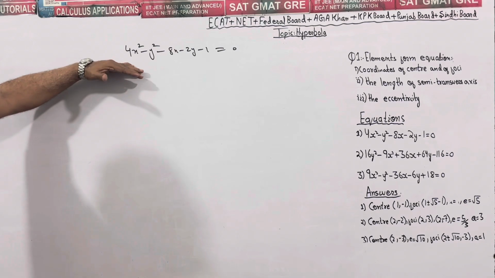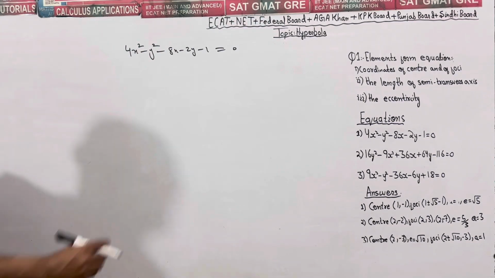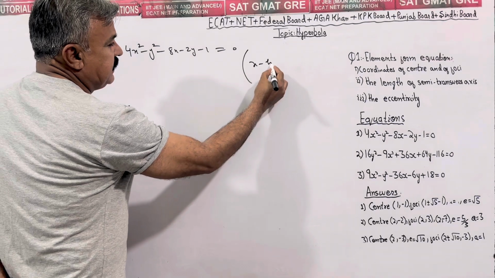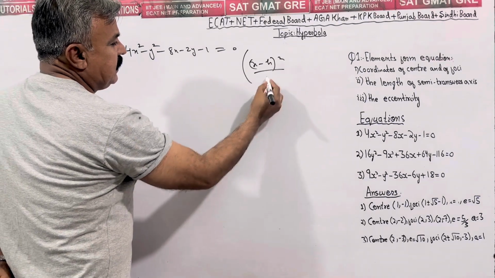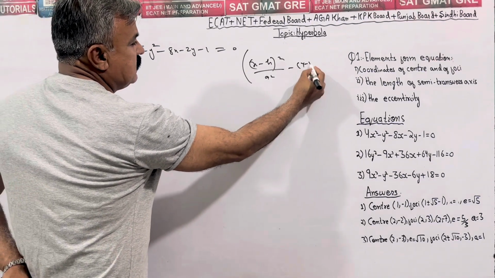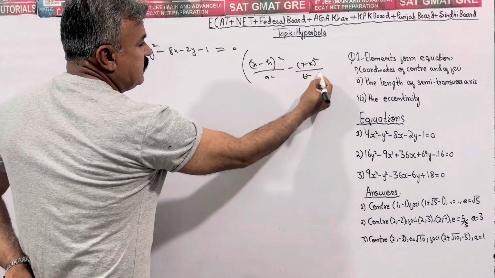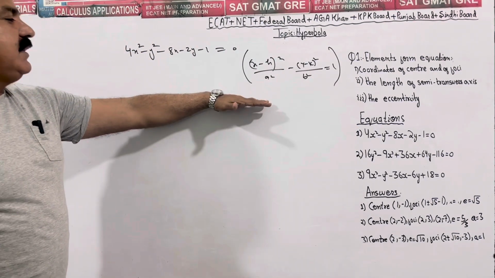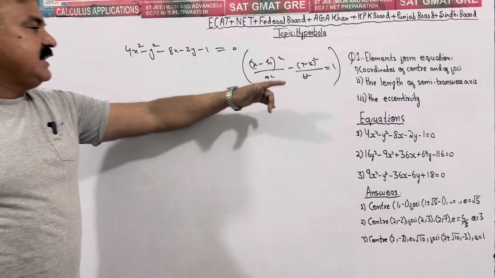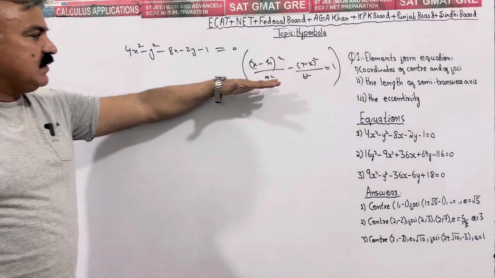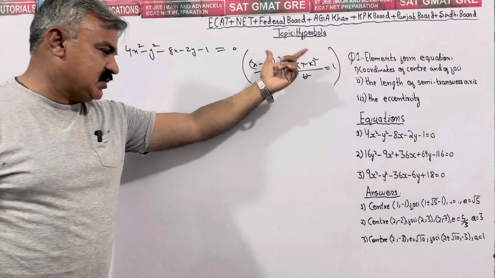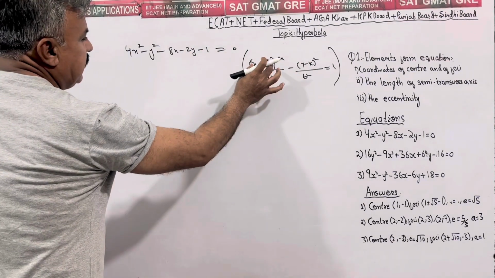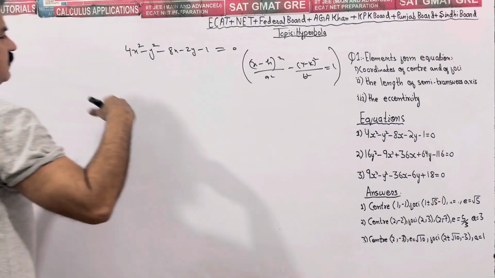Make x terms a perfect square as well as y terms a perfect square. Transform them into such type of equation, x minus h whole square over a square minus y minus k whole square over b square is equal to 1. That is the standard equation of hyperbola having transverse axis along x axis, center at (h, k). We have to transform this equation into this by making x terms perfect square as well as y terms perfect square.